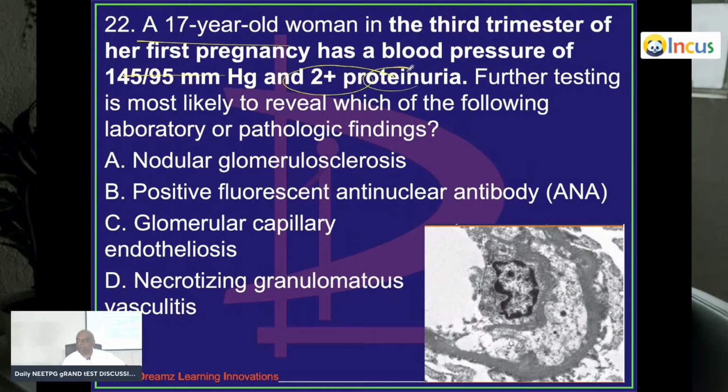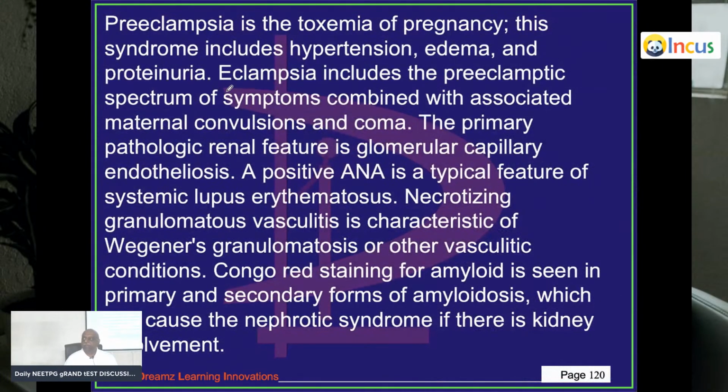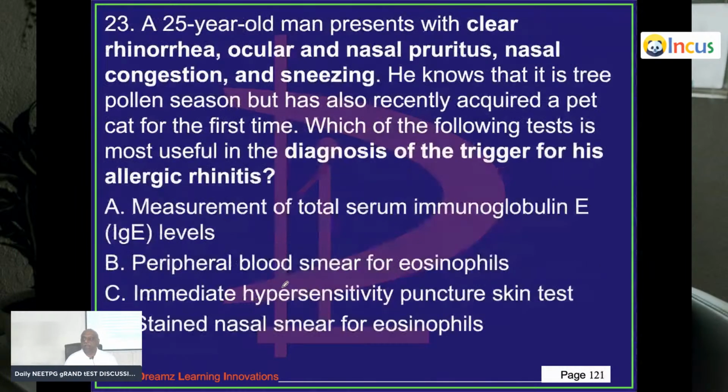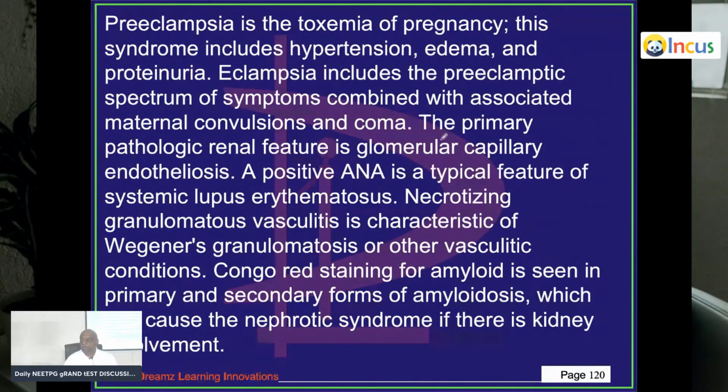17-year-old woman who is having 2 plus proteinuria, BP is 145/90. So what do you expect in the kidney? What is your answer? Take a guess. Glomerular capillary endotheliosis. In preeclampsia, the pathological hallmark is glomerular capillary endotheliosis.